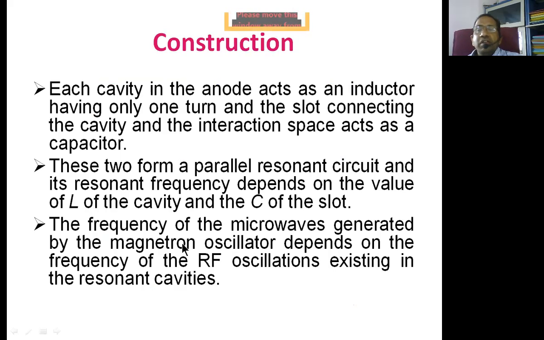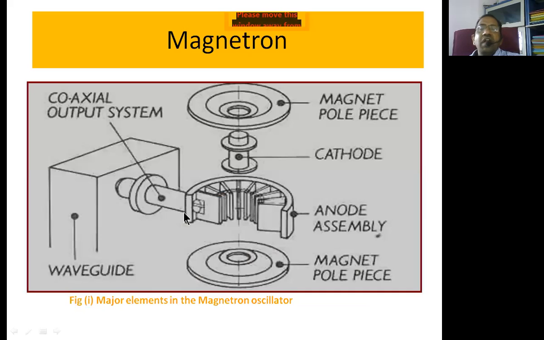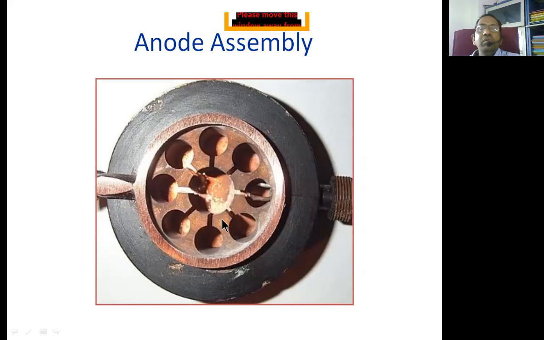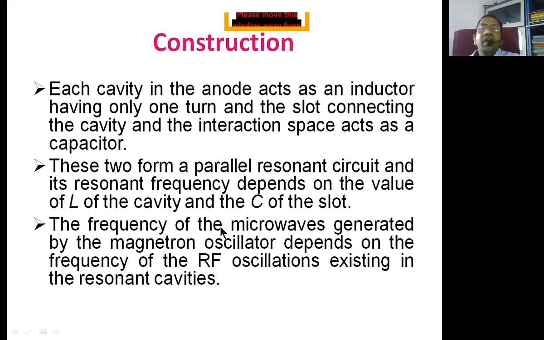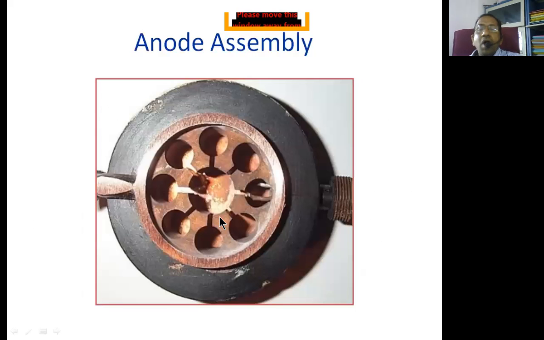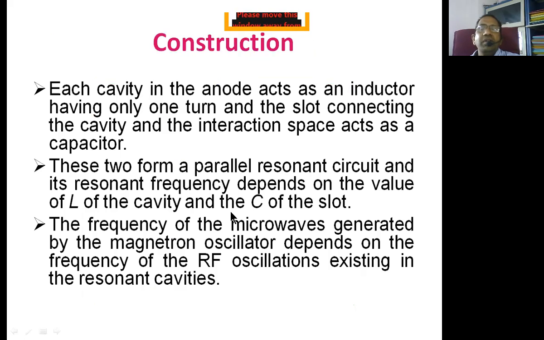Then next, let us look into the construction. Whatever construction we have here, we will write it in words, covering the constructional features of the magnetron. Now, how the biasing is applied, that is what we will discuss here.